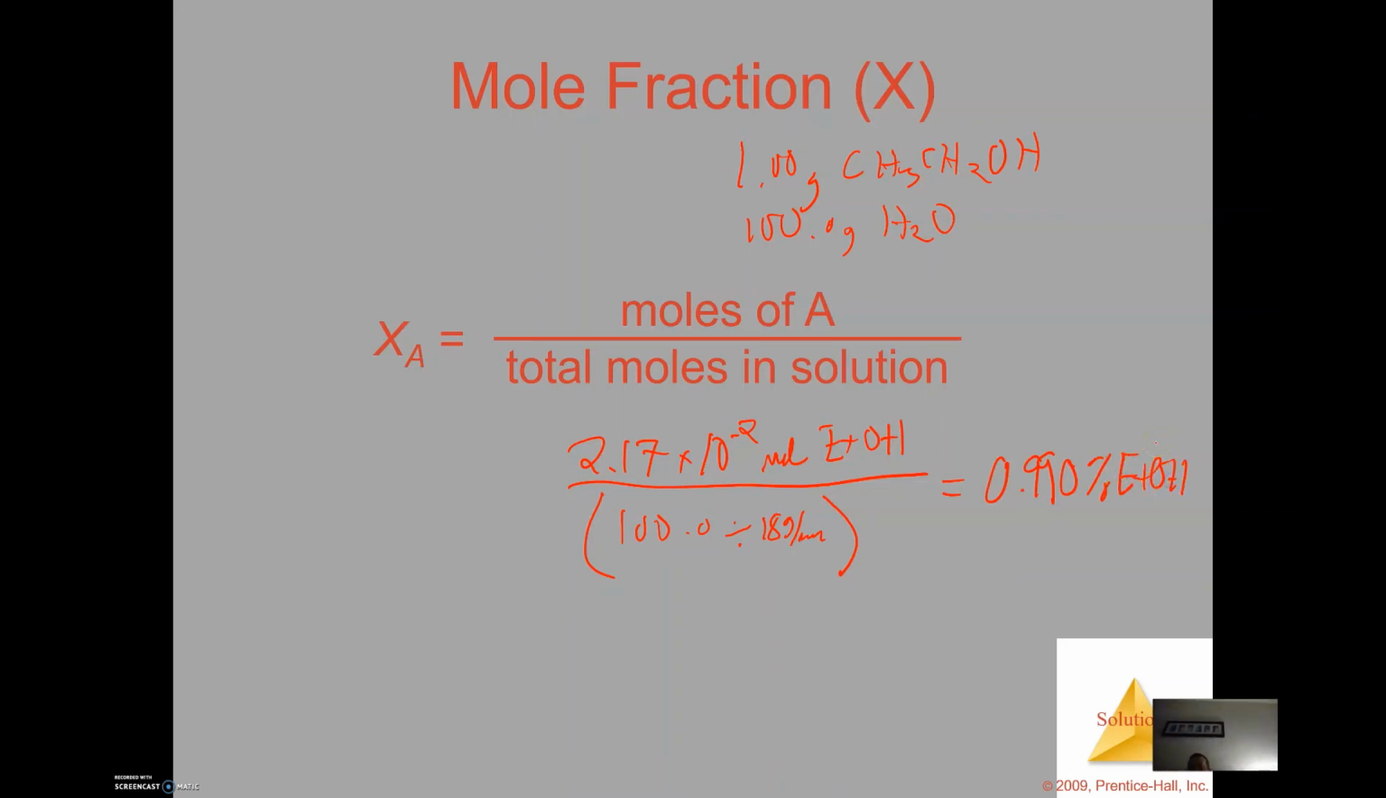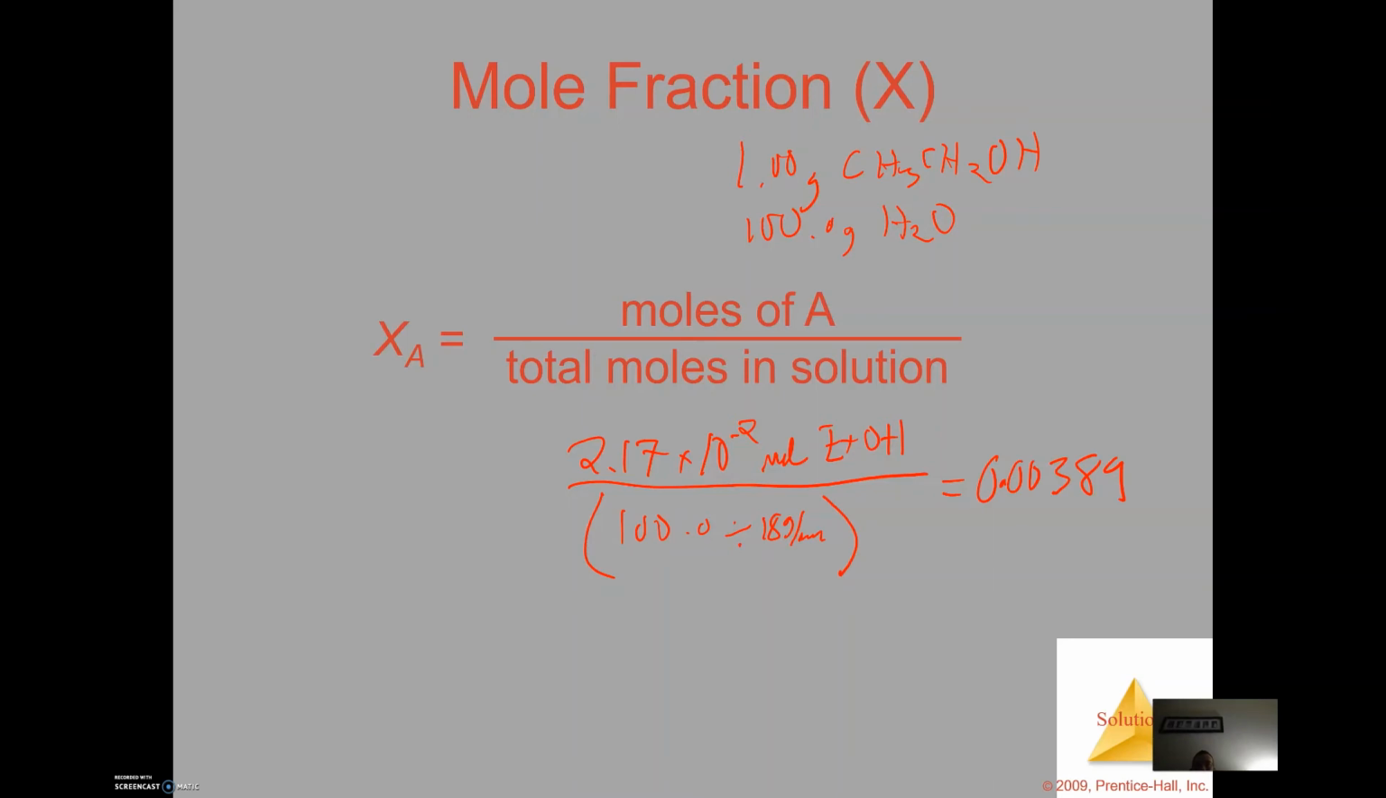So again, well, not percent. I'm sorry. This is not percent. It's just a mole fraction. In fact, this is not even the right number. Looking at the wrong one. So 0.00389 would be the answer for that mole fraction. So a very small fraction there. Again, there's very few moles of ethanol compared to the number of moles of water.